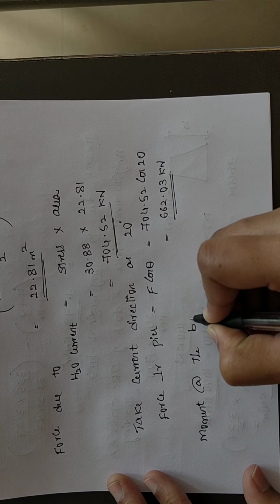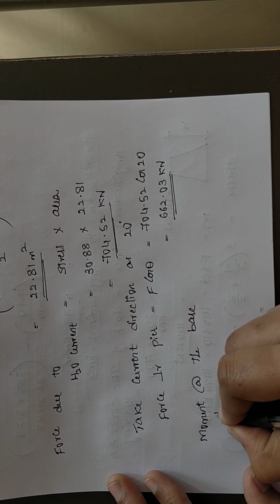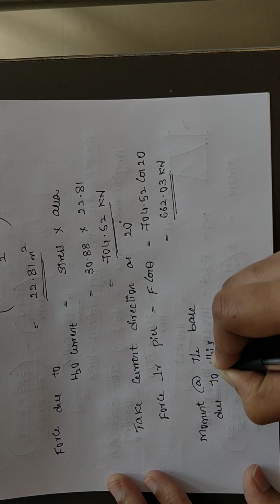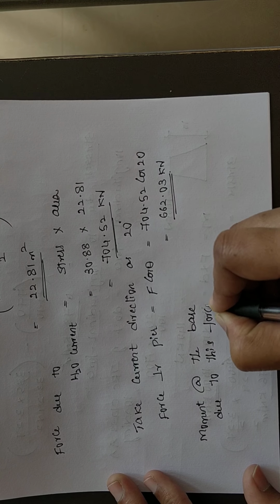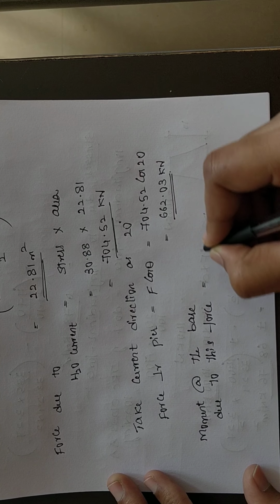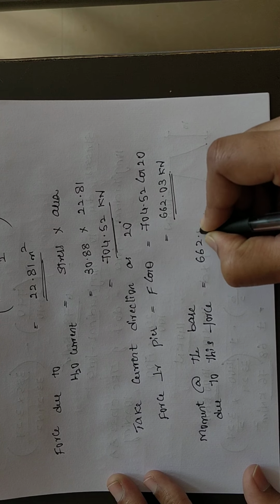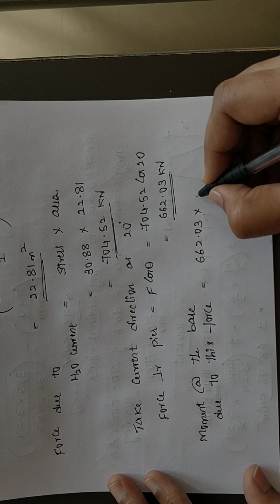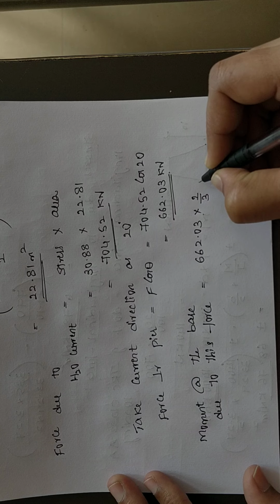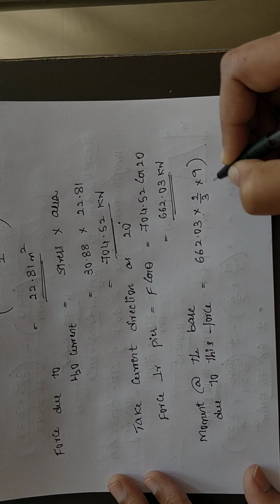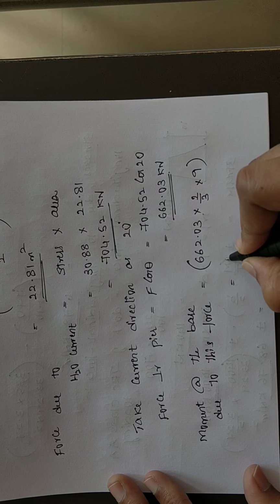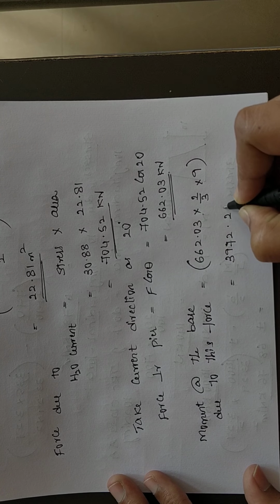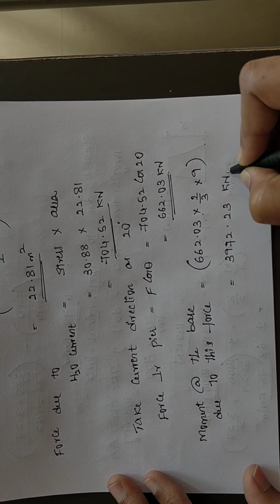Next you need to calculate the moment at the base due to this force. That will be equal to 662.03. It is going to act at a height of 2/3 of height value. 2/3 of height, it is 9 meter. Then you will get 3972.23 kilonewton meter.